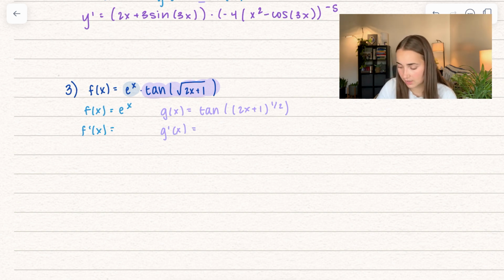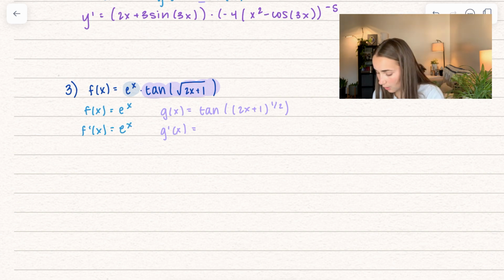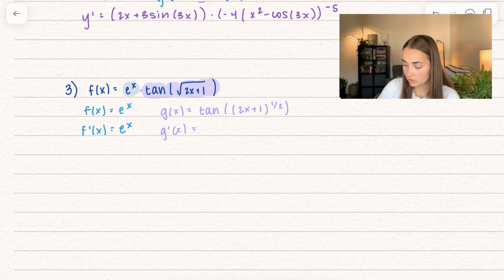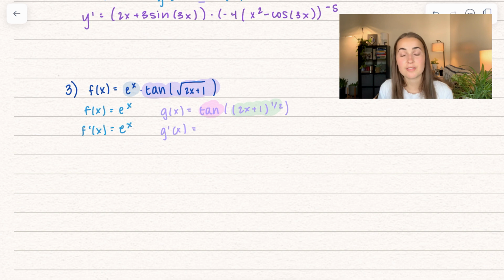Okay, let's find the derivative of f of x. So the derivative of e to the x is just e to the x. Doesn't change at all. But now we need to go ahead and use our little rule here for chain rule. So my outside is going to be tangent, and my inside is going to be this whole thing. Notice I changed it to the power of 1/2. That way I can see power rule happening a bit more. But I'm going to go ahead and substitute these in.